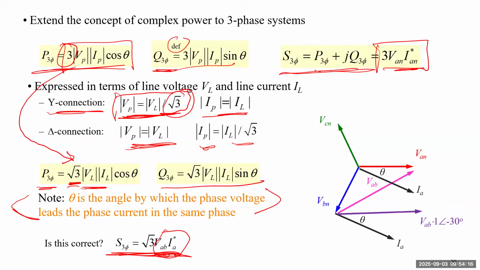If you use VAB and IA to calculate complex power, you actually assume this one will be the proper angle, but actually it's not. So if you turn the IA by 30 degrees clockwise, you'll get this purple phasor, which means multiplying by a phasor which has length of 1 and angle negative 30 degrees. So this will be turning the VAB by 30 degrees clockwise.